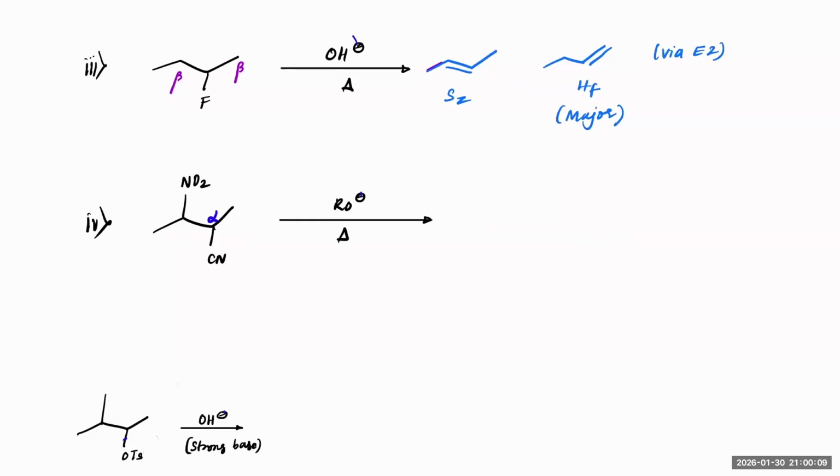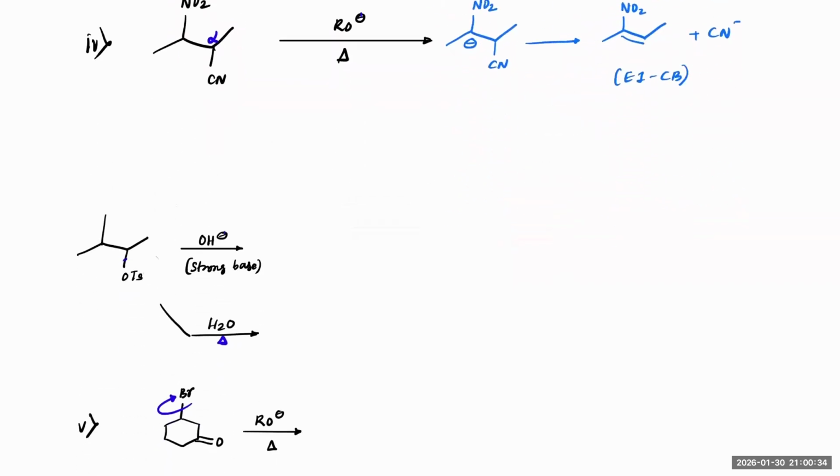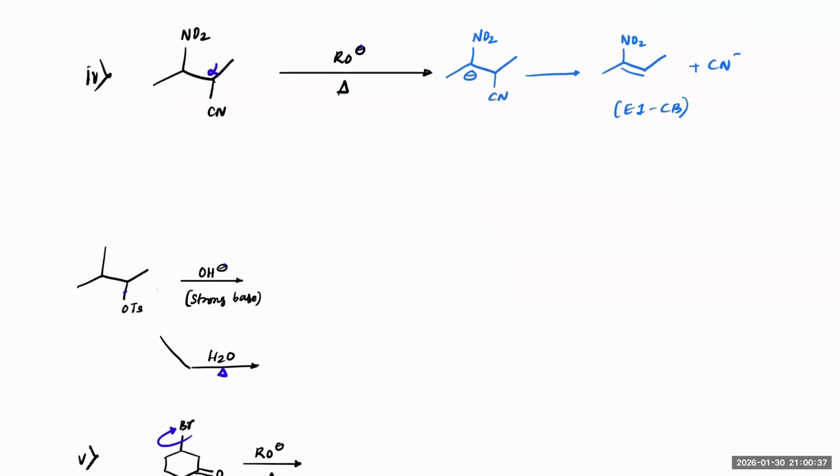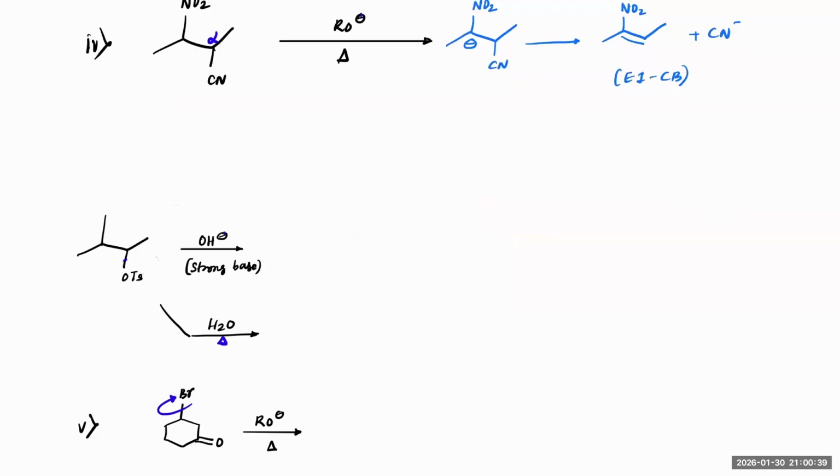Now, in the last case, you can notice that again NO2 is present, because of which a carbanion can form here, and thereafter we can have a pushing group here. So we can get this as NO2 plus CN minus. So this will happen via the E1-CB mechanism. Okay, clear?